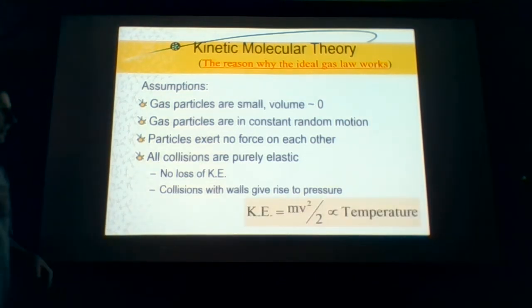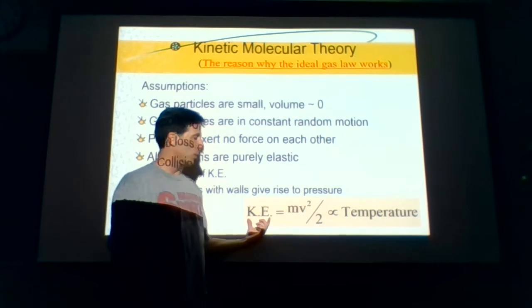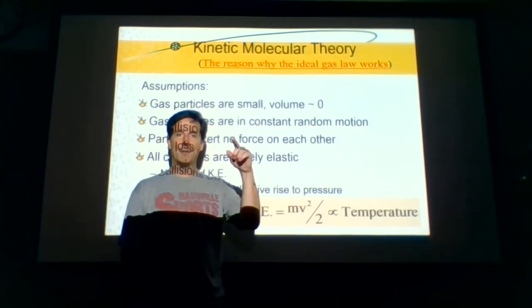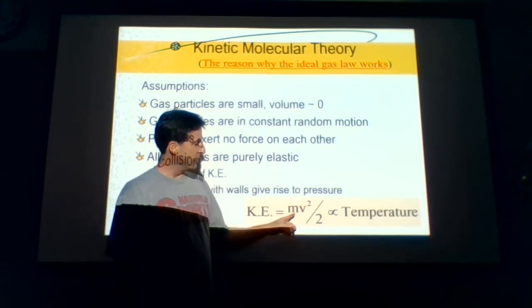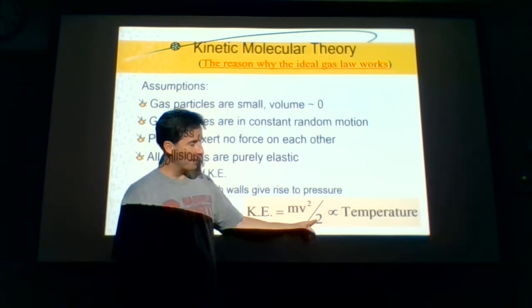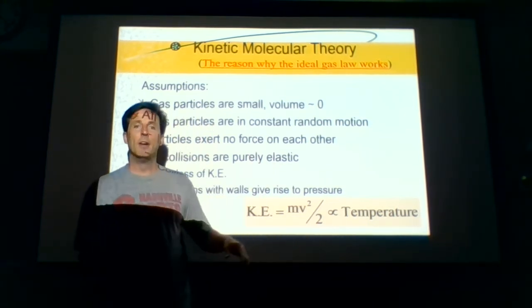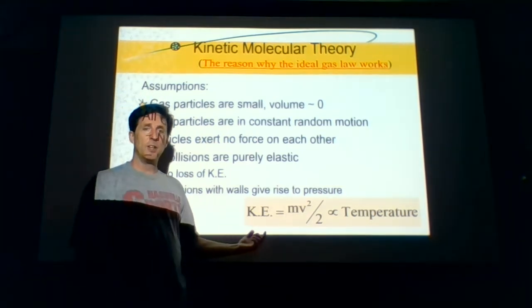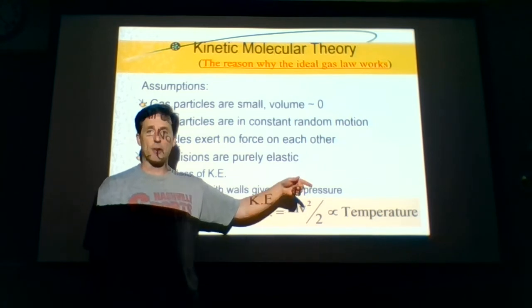And then finally, the kinetic energy of the particles. If we remember from chapter 5, kinetic energy equals 1/2 mv squared. So this is the same equation, just divided by 2 instead of a half. It's the same thing. So if we double the kinetic energy, that's going to increase the velocity of the particles.